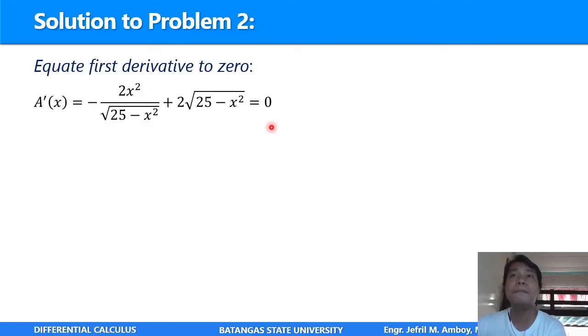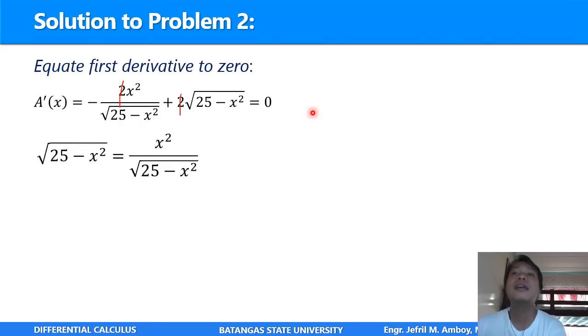Anong sunod natin gagawin? We can divide both sides by 2. If we divide both sides by 2, magka-cancel to. And then after that, pwede mo na siyang ilipat sa kabilang side. Okay. So this term, ilipat mo siya sa kabila. At ang makukuha mo, ganito na siya. So, anong sunod natin gagawin? We can multiply both sides by this denominator. No? So, pag minultiply mo both sides ng denominator, mawawala ito. No? And in effect, mawawala din yung square root dito sa kabilang side.